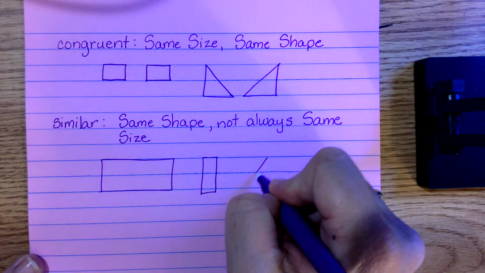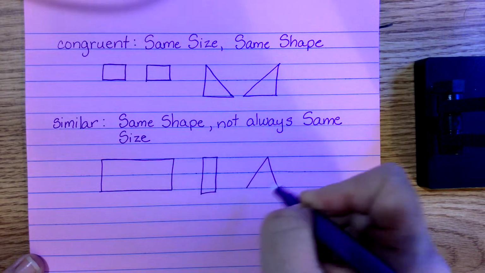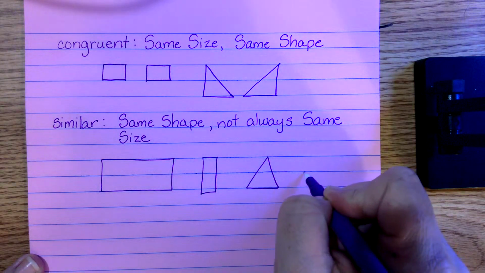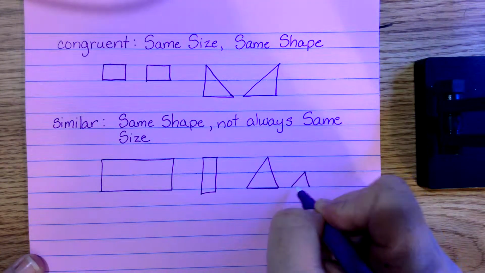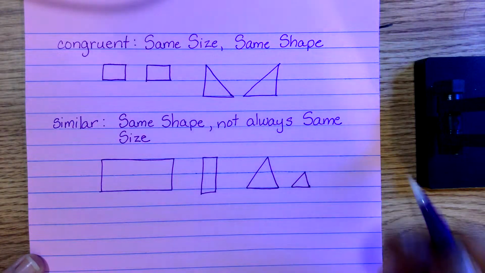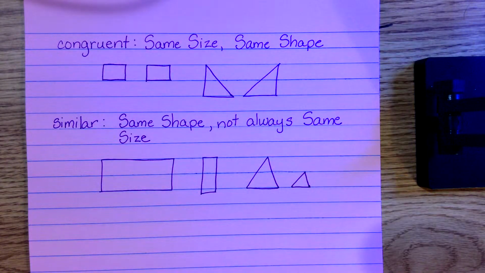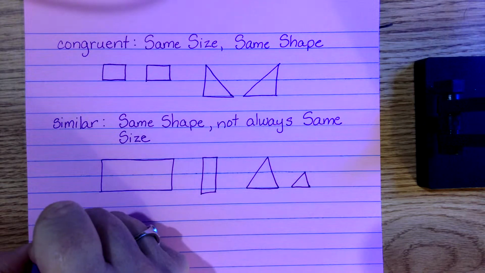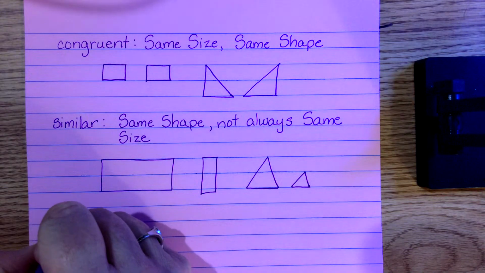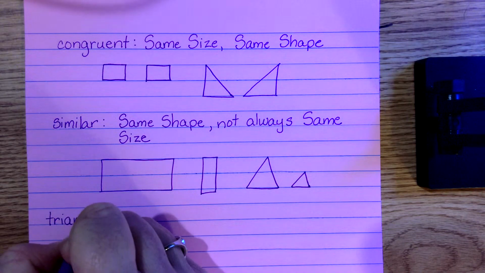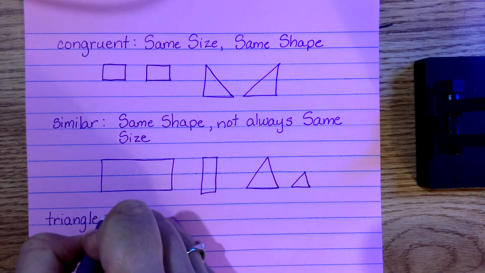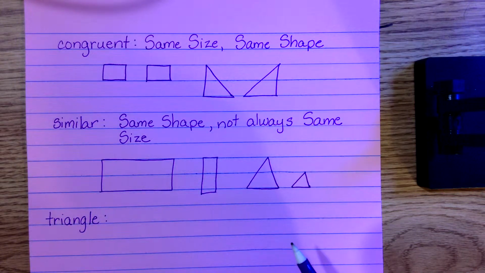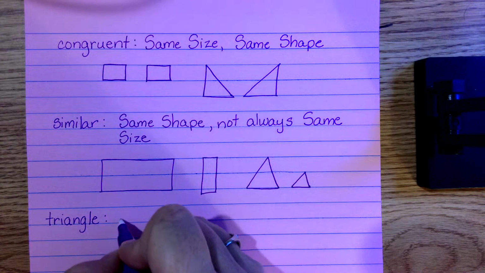Here's an example for a triangle. It could even be twisted or flipped, and it would still be similar. Now, what is a triangle? We've talked about this in previous lessons, but just a reminder, so you can't say I didn't tell you. It is a polygon with 3 sides and 3 angles.